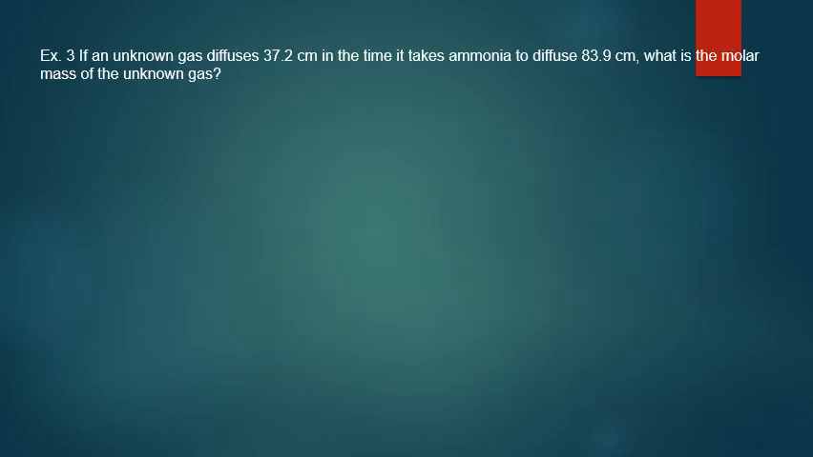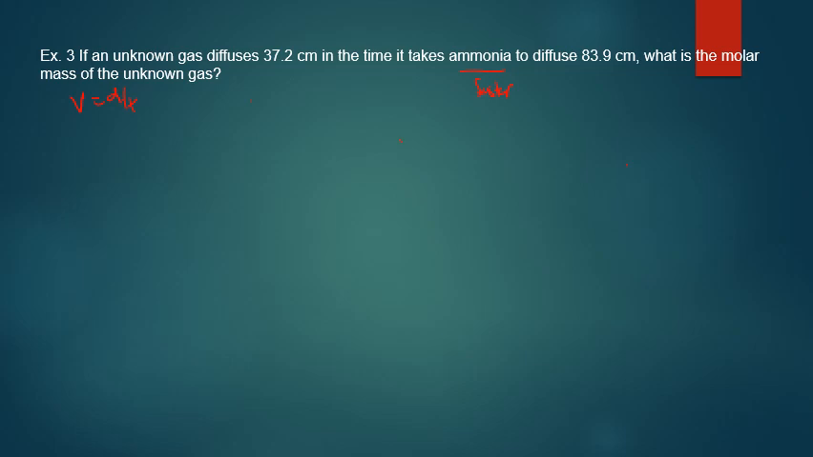So for our last example, we have an unknown gas diffusing 37.2 centimeters in the same time that it takes for ammonia to diffuse 83.9 centimeters. What is the molar mass of the unknown gas? We can use that same type of concept, but in this case, we want to focus on the distance that is traveled and how it relates to the velocity. If I'm dividing by the same amount of time for each of those gases, but the ammonia went 83.9 centimeters versus only 37.2 for the unknown, I know that the ammonia would be the faster gas.